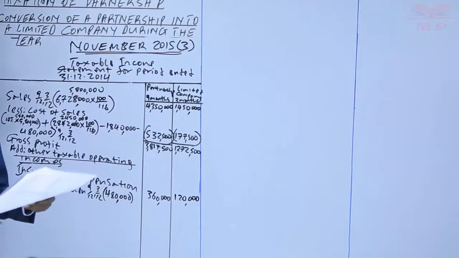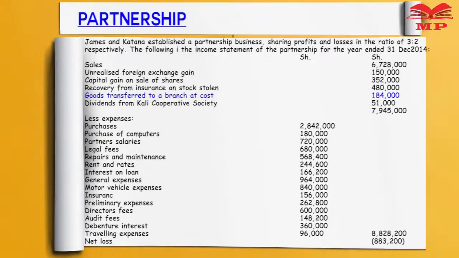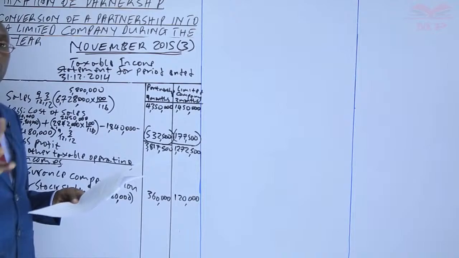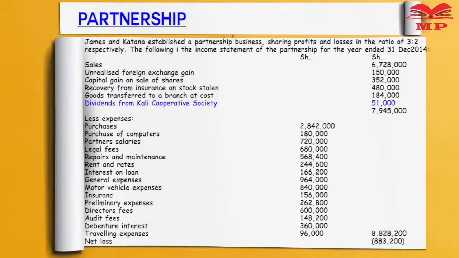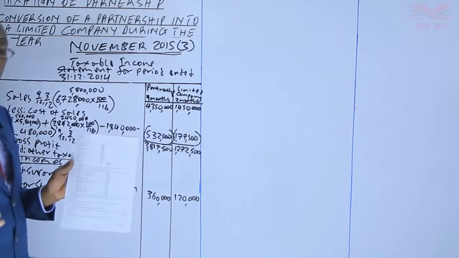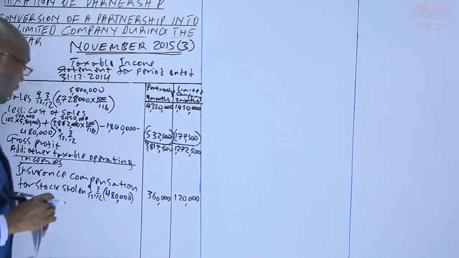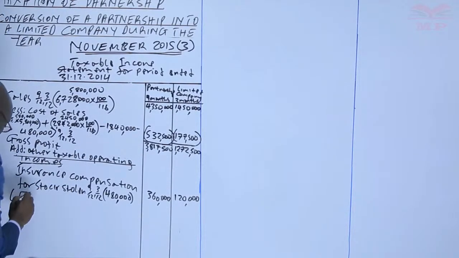We continue. After the recovery from insurance on stock stolen in the income statement, there is goods transfer to a branch. That is not a sale. You're just moving your goods from one place of the business to another, from the head office to the branch. Nothing. Dividend from carry cooperative. That's an investment income. Here we want only the operating. After that, we have the expenses. Maybe in the additional information, you need to confirm whether you have an income. But if you look at all of them from number 1, 2, 3, 4, 5, 6, 7, there is no income whatsoever. So meaning we can now less.